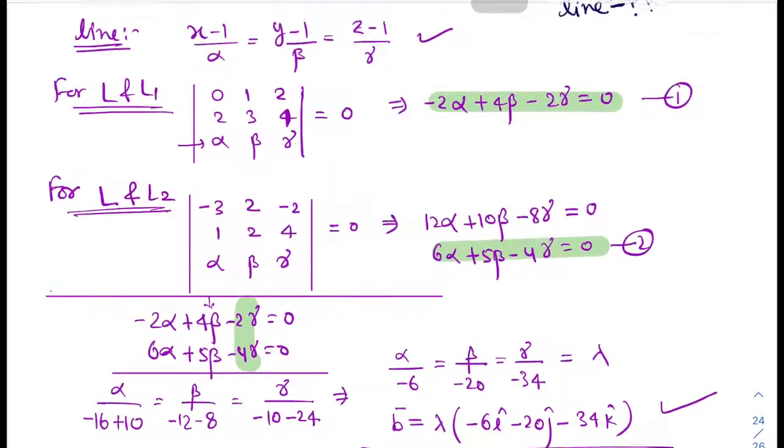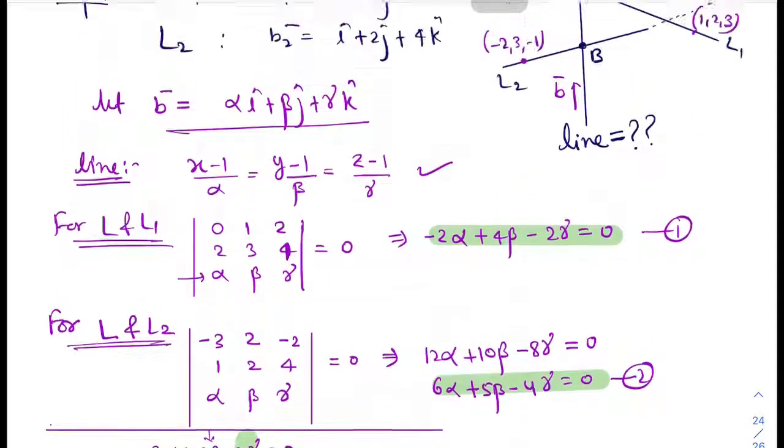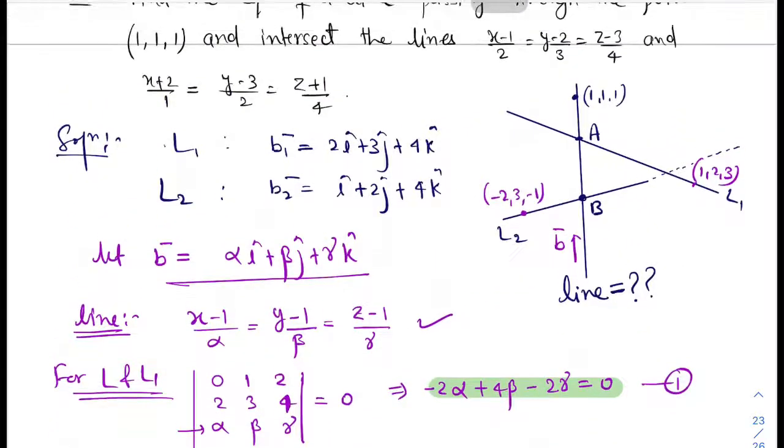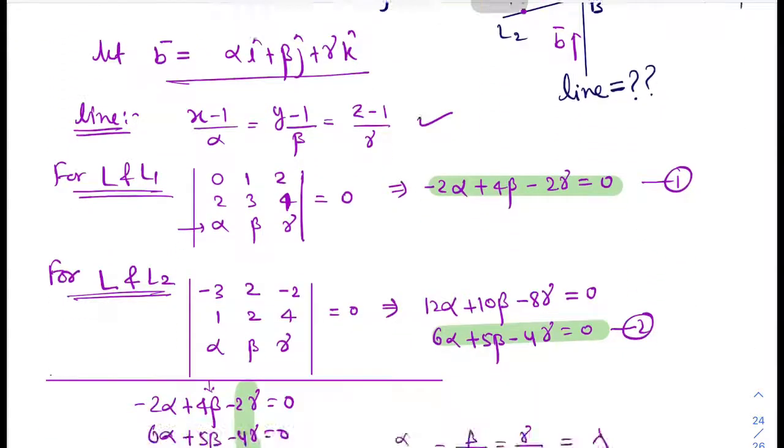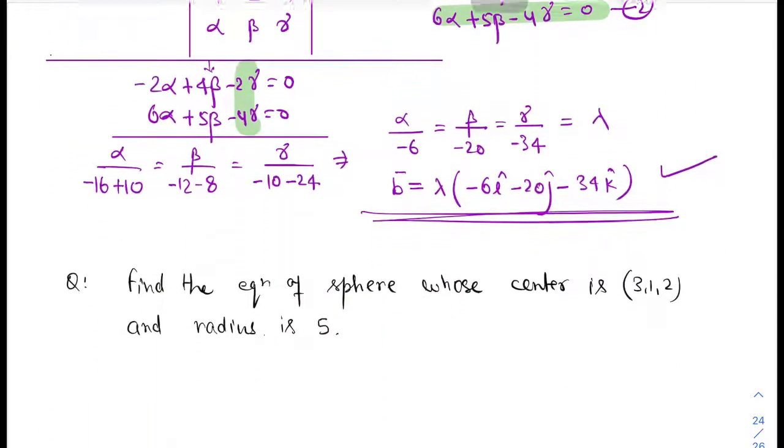And now we can write the equation of the line, because the line was passing through the point 1 comma 1 comma 1. We have calculated the parallel vector. Now we can write the equation of the line.